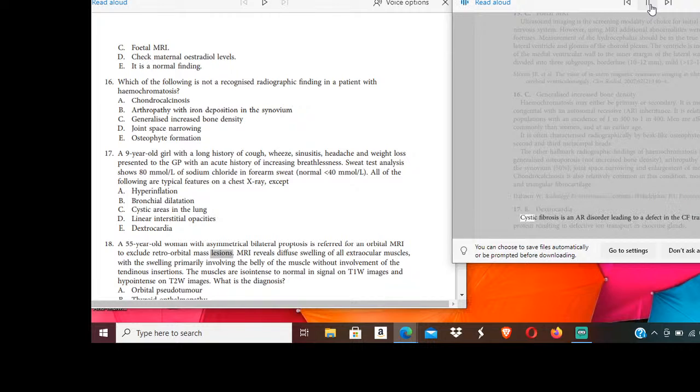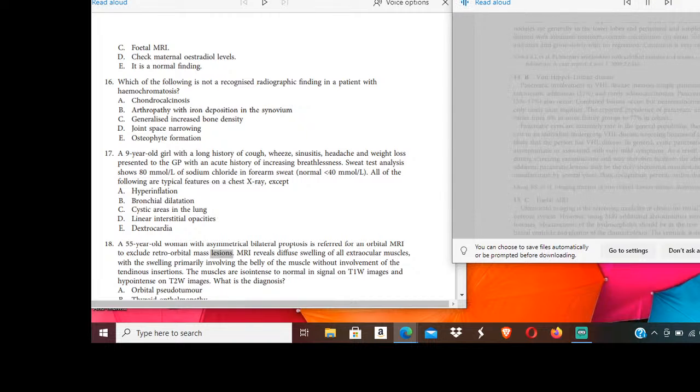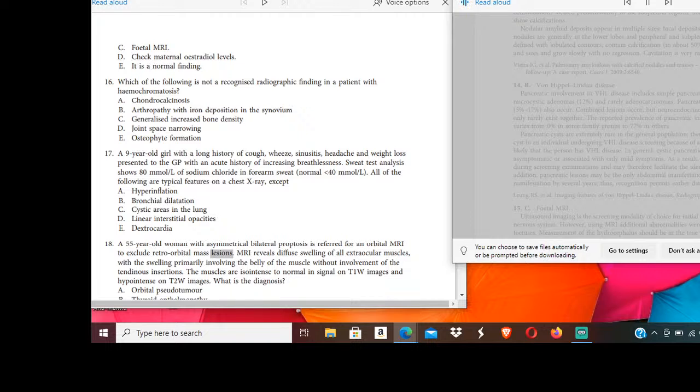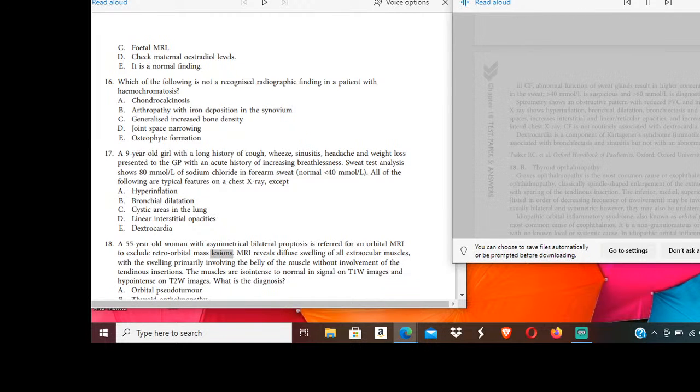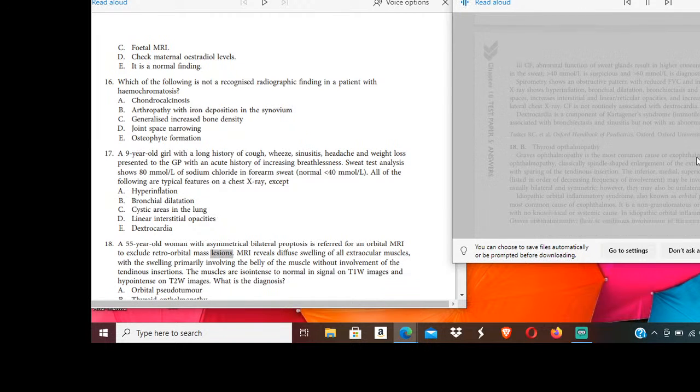17. Dextrocardia. Cystic fibrosis is an AR disorder leading to a defect in the CF transmembrane receptor, CFTR, protein resulting in defective ion transport in exocrine glands. In CF, abnormal function of sweat glands results in higher concentrations of sodium chloride in the sweat. Greater than 40 mmol/L is suspicious and greater than 60 mmol/L is diagnostic of CF.